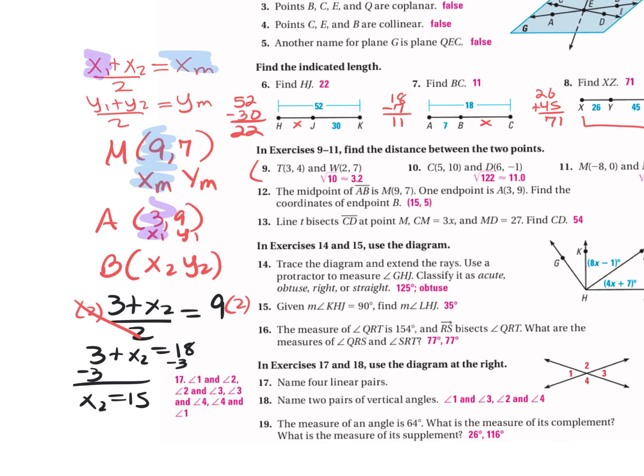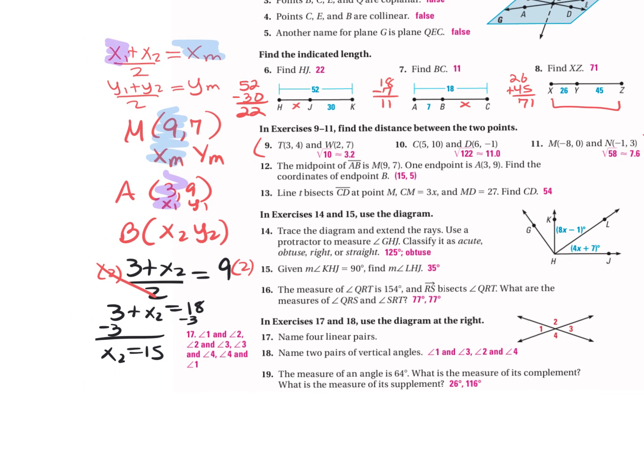I now need to do the same thing with the Y. So I'm going to grab my 7 here from my ordered pair. Let me do a different color here. I'm going to grab that one, and then I'm also going to go up and get the Y of the ordered pair. So I'll grab that one, and now I'll plug it into the formula.